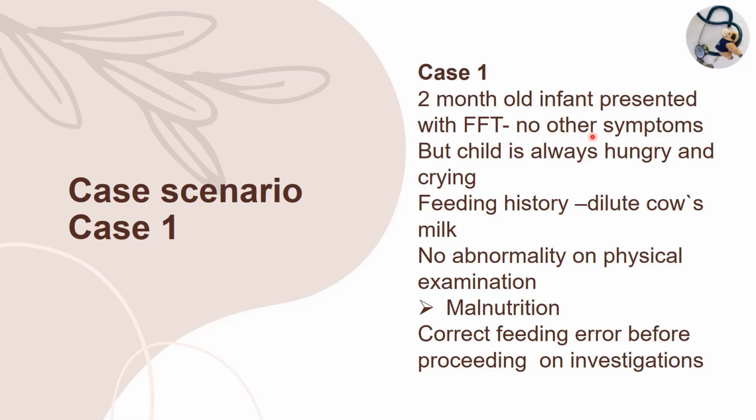And when you examine the child, the child is always hungry and crying. In the history you find the mother is giving dilute cow's milk, and the physical examination shows everything is normal except the anthropometry. So in this scenario, the diagnosis will possibly be malnutrition. This child will not require any further investigations. You'll just try to correct the feeding and then teach the parents how to rehabilitate the child.